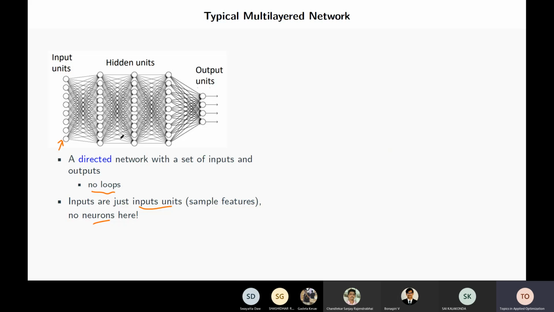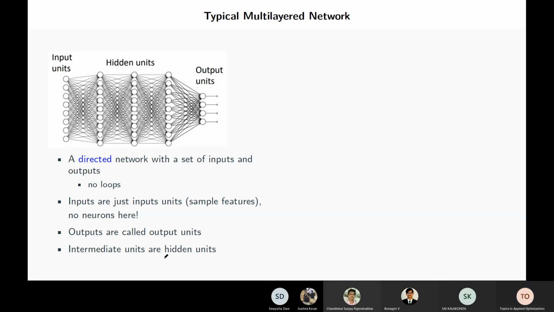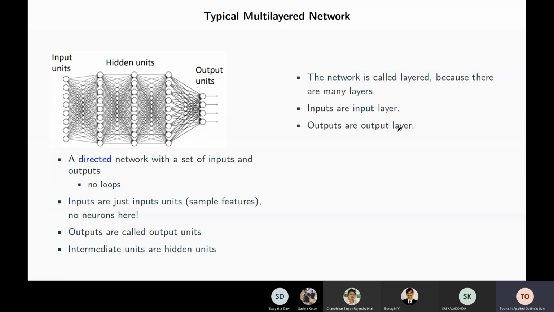The neurons are actually here. This is where you are computing the linear combination and activation. Here there is just data, x1 to xn and so on. Outputs are called output units. Intermediate units are the hidden units. The network is called layered because there are many layers. Input is the input layer, output is the output layer, and intermediate layers are hidden layers.